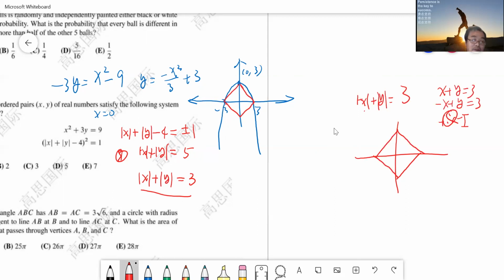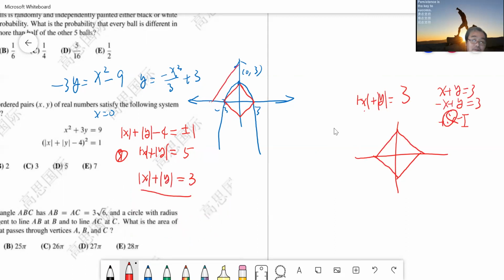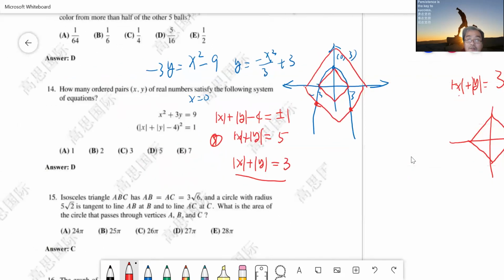What about the next one? For the next one, we're going to have a larger one, we're going to have 5. So this gives us this shape, right? So I think we're going to have 2 more solutions. So all together we have 1, 2, 3, 4, 5. We got 5 solutions.